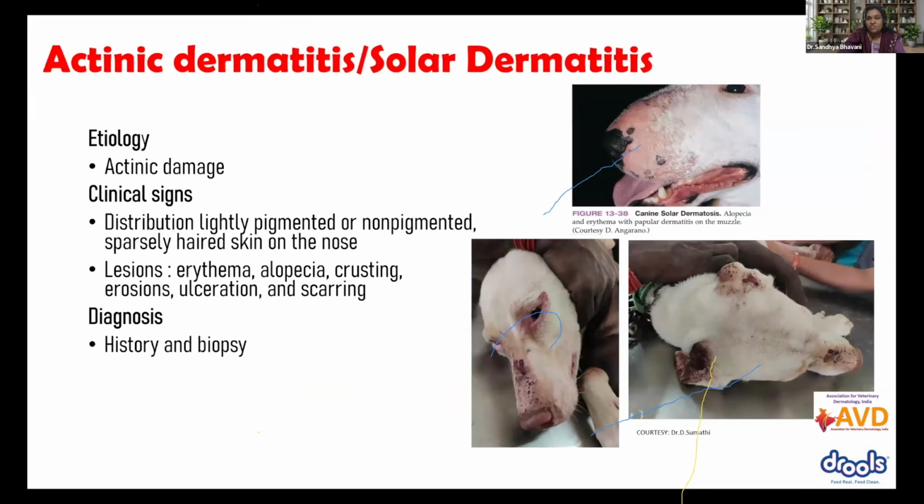So actinic dermatitis or solar dermatitis is because of the sun. The sun will be affecting the lightly pigmented or non-pigmented areas, mainly on the muzzle and around the eyes. You can see crusty lesions or erythema. Scarring can be present on other body surfaces, mainly on the dorsum. And the diagnosis is mainly with the history and biopsy.